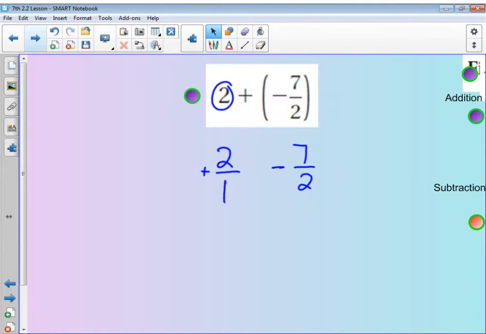Okay, so now you're going to either have to go through and find a common denominator, or you're going to use your crisscross method and find what your final answer is here. When I look at the fractions, I see a positive and a negative. Those are different, so I'm going to find the difference.